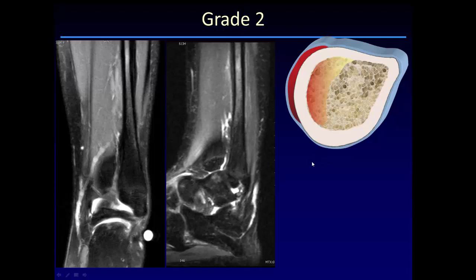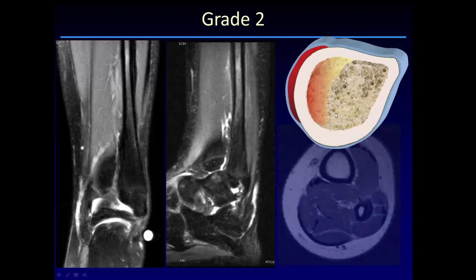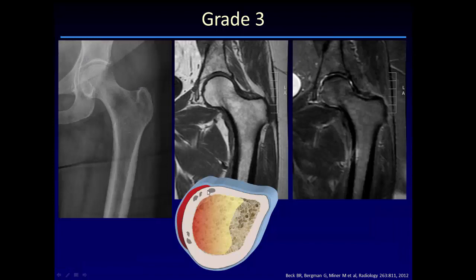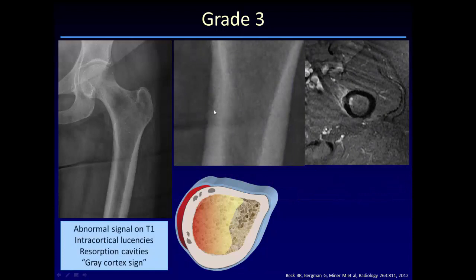So the second grade is where we have marrow edema, seen only on our T2 weighted image. So this is a stage where the T1 is still normal, but you have periostitis and T2 related marrow edema in a stress injury. In a grade 3, the changes are seen on T2 and T1, and in the Beck classification, you start to see some intracortical lucencies. These are a bad sign when you start to see intracortical lucencies. So intracortical lucencies are grade 4 in Fredrickson and grade 3 in Beck.